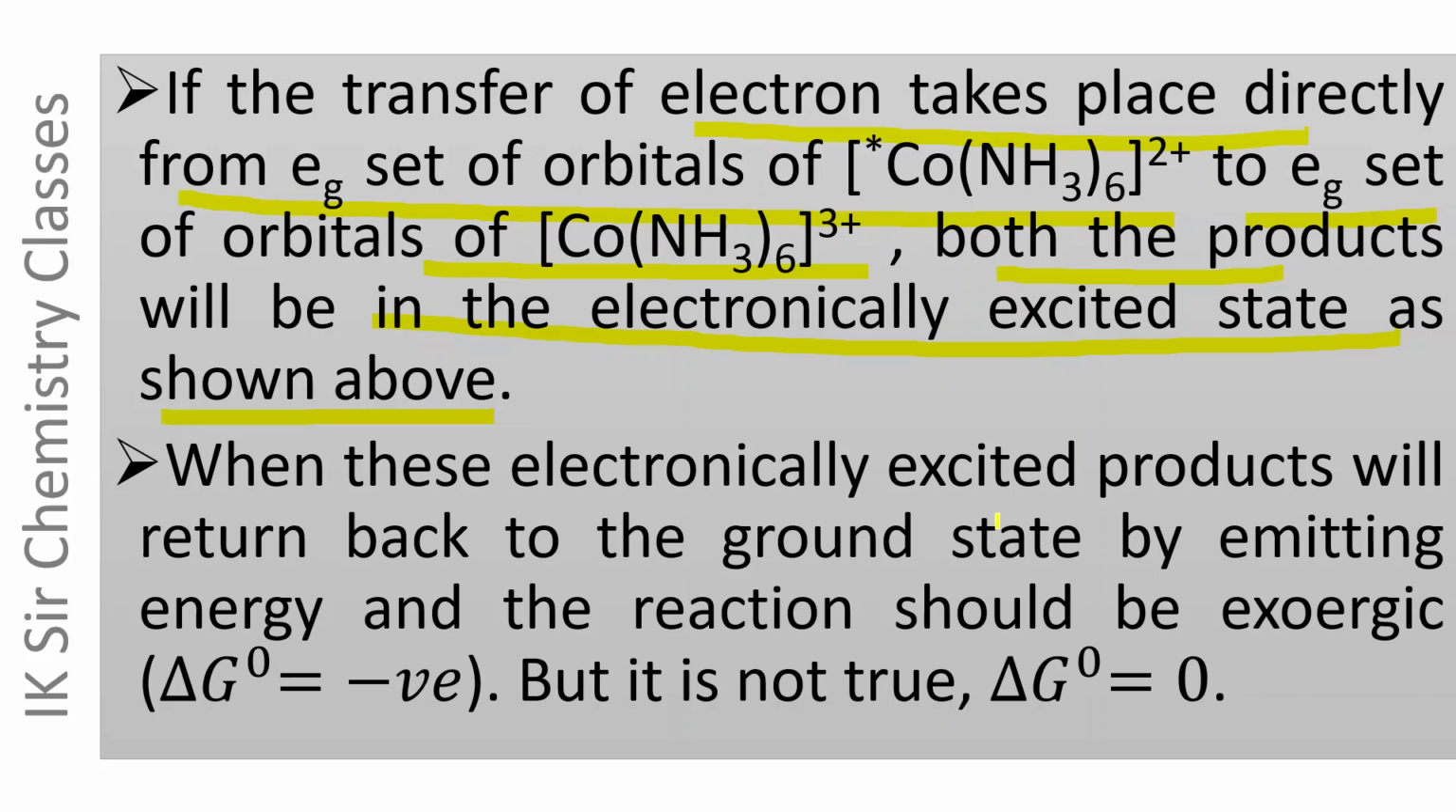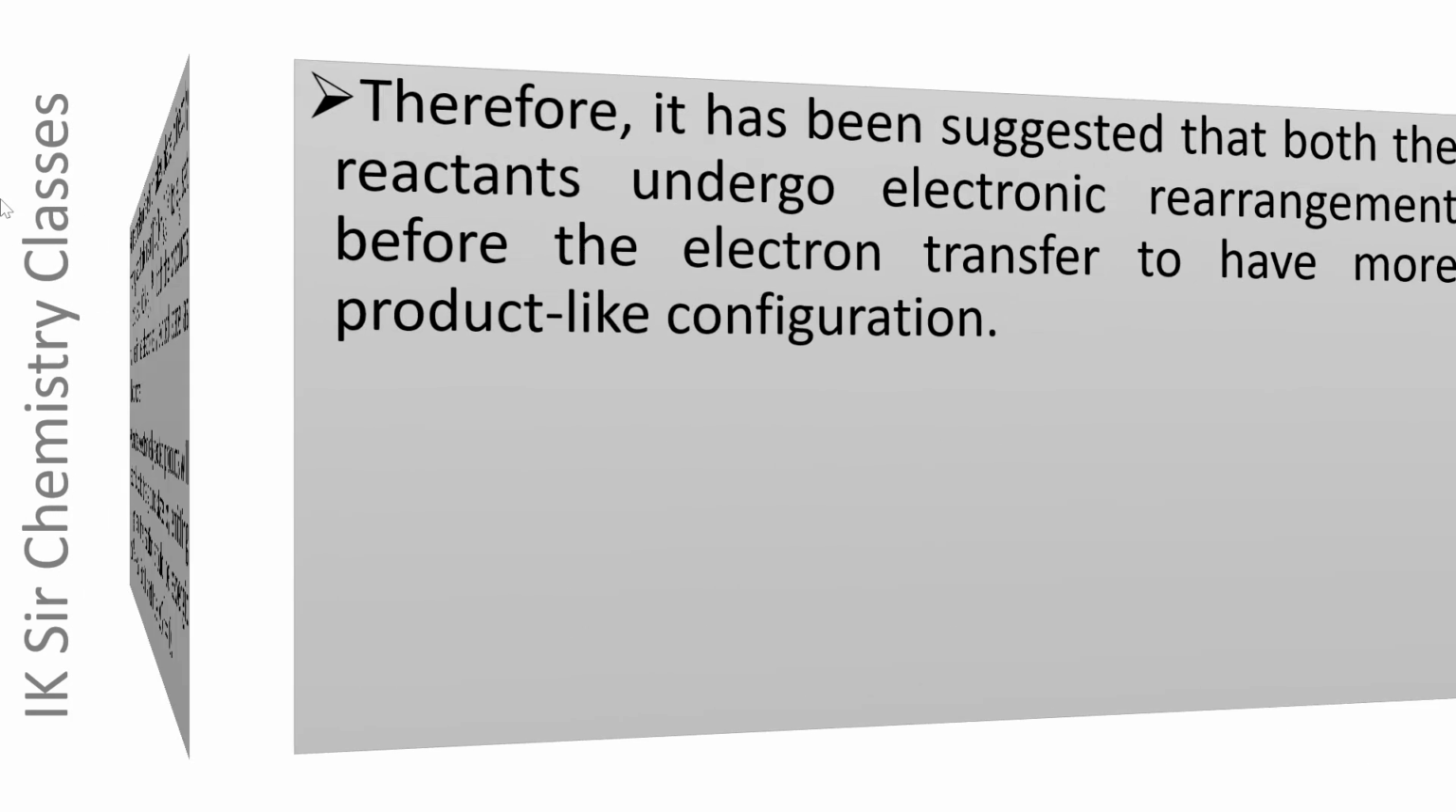When these electronically excited products return back to the ground state, the excess energy will be emitted in the form of energy, and the reaction should be exergonic, that is, delta G should be negative. But it is not true. Actually, delta G is equal to 0. It means both the products are not in an electronically excited state.